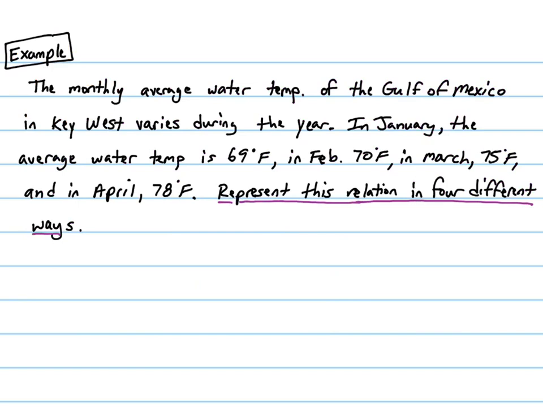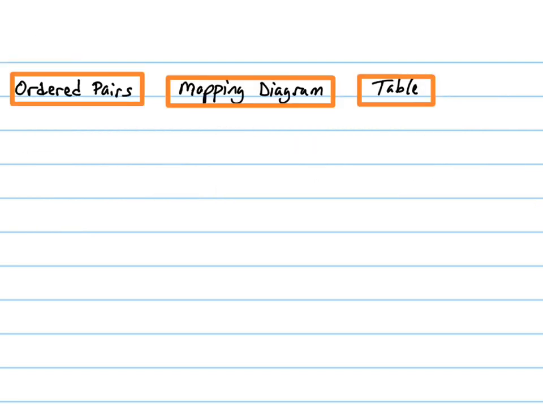So in this example, it says the monthly average water temperature of the Gulf of Mexico and Key West varies during the year. In January, the average water temperature is 69 degrees. In February, it's 70 degrees. In March, it's 75. And in April, it's 78 degrees. We want to represent this relation in 4 different ways. So let's just go ahead and start with the ordered pairs.